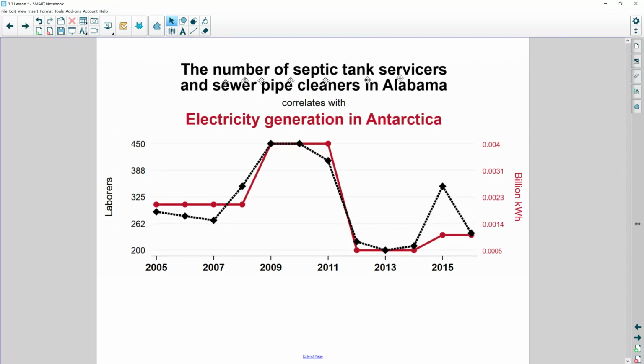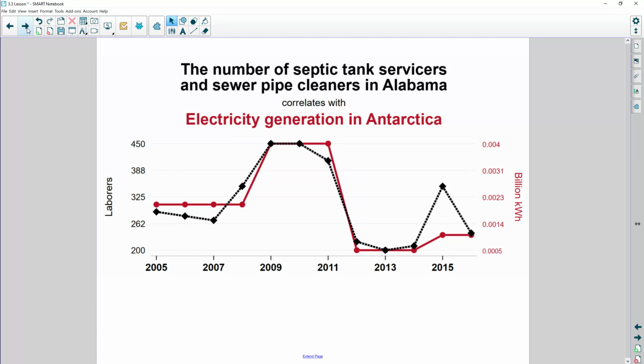Number of septic tank services and sewer pipe cleaners in Alabama. Does that correspond with the electricity generation in Antarctica? Well, I don't know. They always say poop flows downhill, and Alabama's up here, and Antarctica's way down there. Maybe they generate electricity with that stuff.